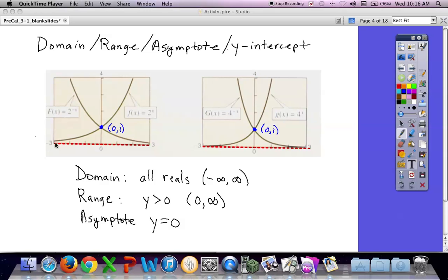And what is the y-intercept? How do we find the y-intercept, generally speaking? Yeah, plug in 0 for x. Well, 2 to the 0 is 1. Anything to the 0 power is 1. That's why these all have a y-intercept of 1. Right? That's 1, 1, 1, 1. Every one has a y-intercept of 1 because anything to the 0 power is 1.